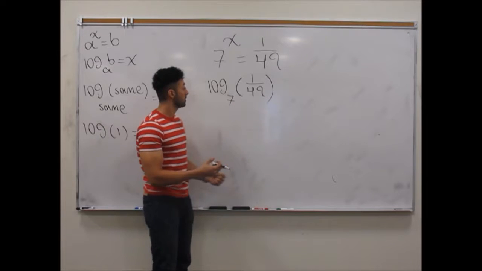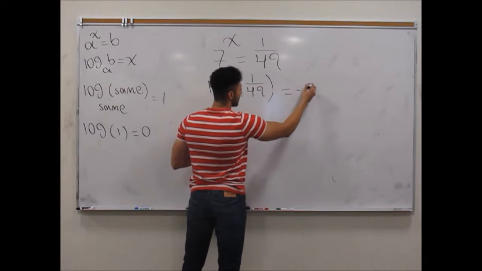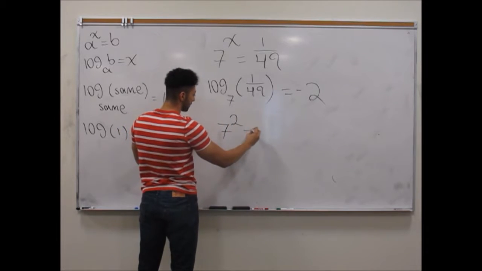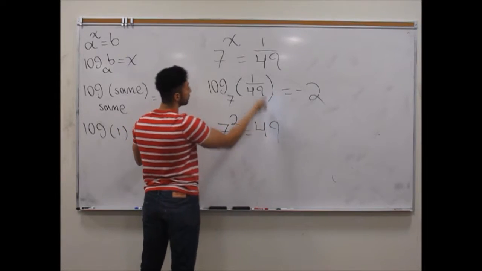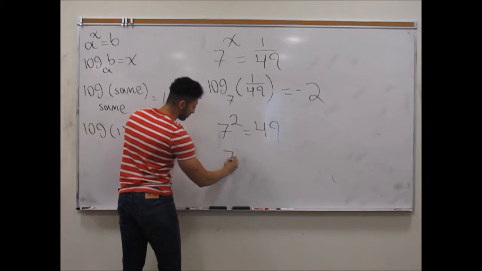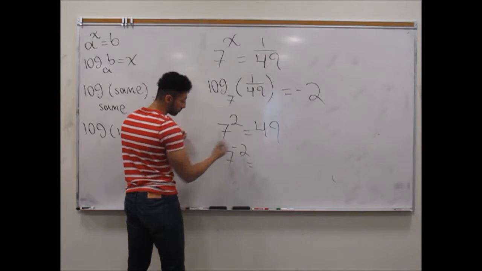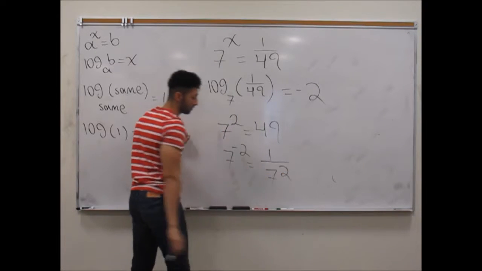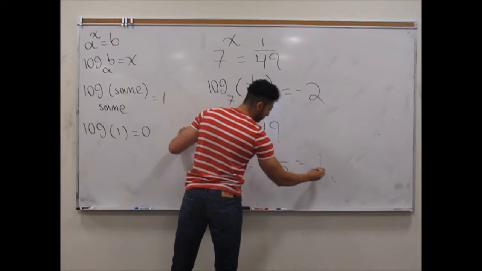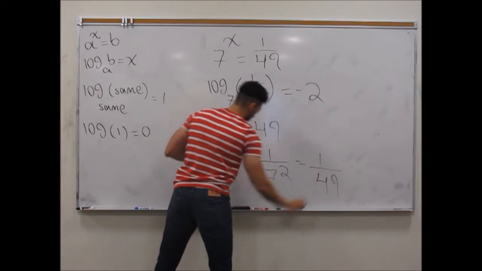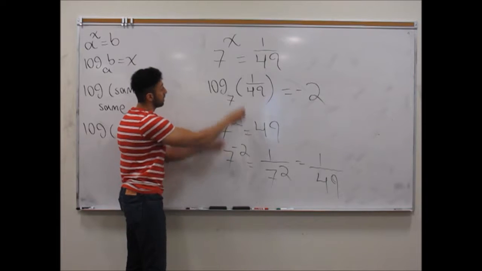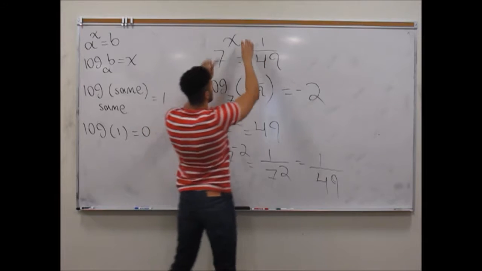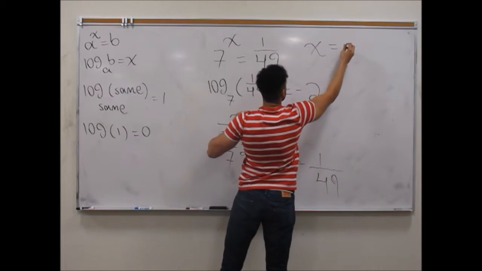So the answer to this would be negative 2, because if we had 7 squared, that would give us 49, but we want the reciprocal of that, so we just apply a negative exponent, and that would cause the exponent to be positive on the bottom, and that would give us what we're looking for, 1 over 49. So when I raised 7 to the negative 2 power, I got what I was looking for. So in this case, x is equal to negative 2.